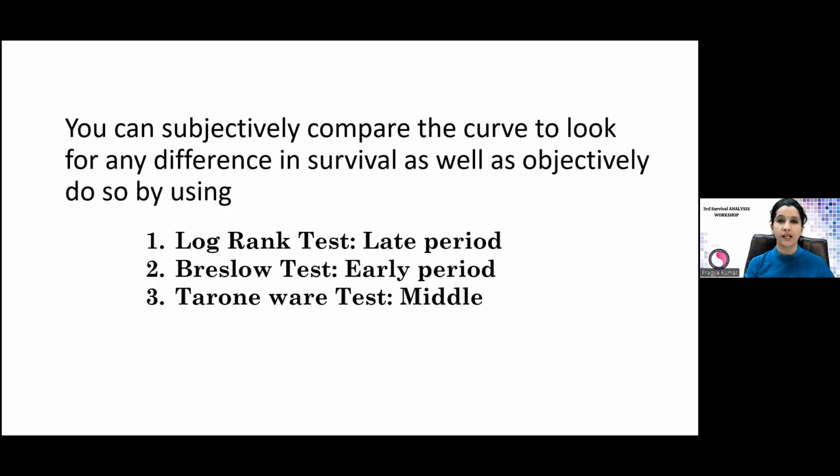The log rank test, as you can remember, L for L, is used when you want to compare the survival probability in the later part of the time period. The Breslow test is used when you want to compare in the early period, and this Breslow test is also known as the Wilcoxon test. And the Tarone-Ware test is used when you want to compare in the middle part of the survival curve.